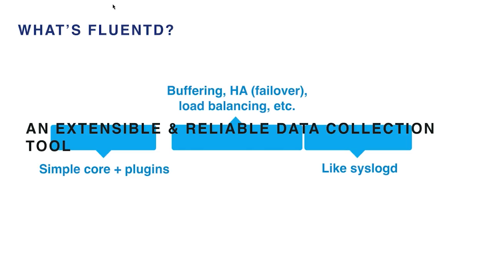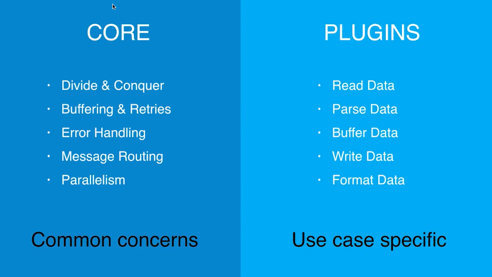So one of the core differentiators for Fluentd is the way it's designed. It has a core, as well as a thriving ecosystem of third-party plugins. The core focuses on the common concerns of collecting and managing event data, while the plugins focus on specific use cases by augmenting the functionality of the core. In other words, the core focuses on dividing and conquering the ever-growing volume of data.